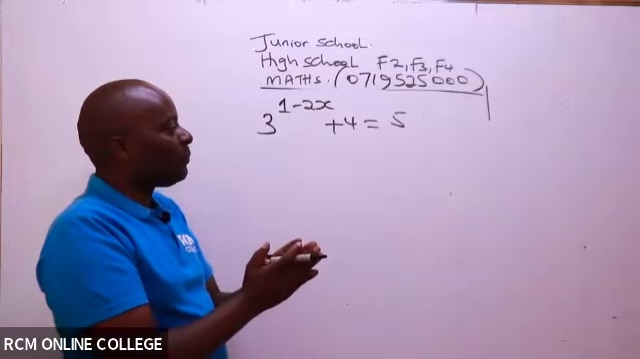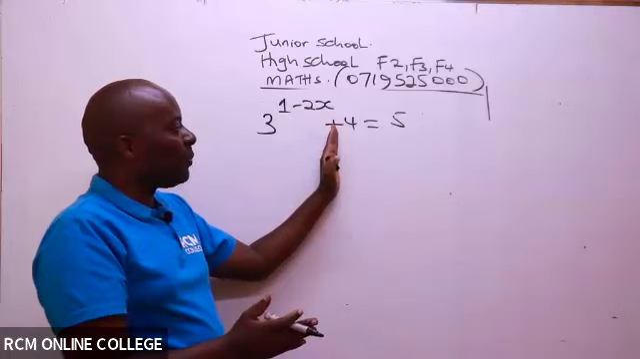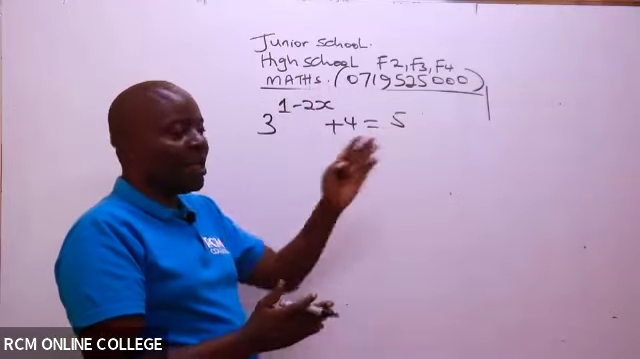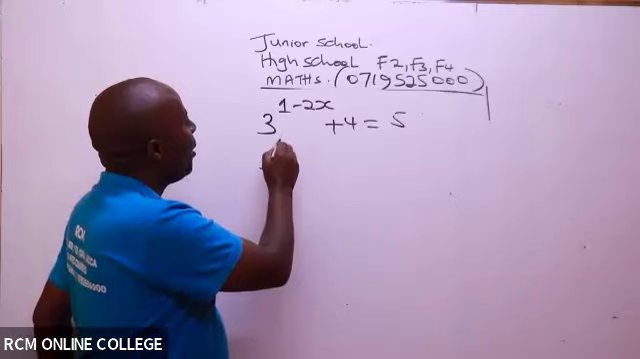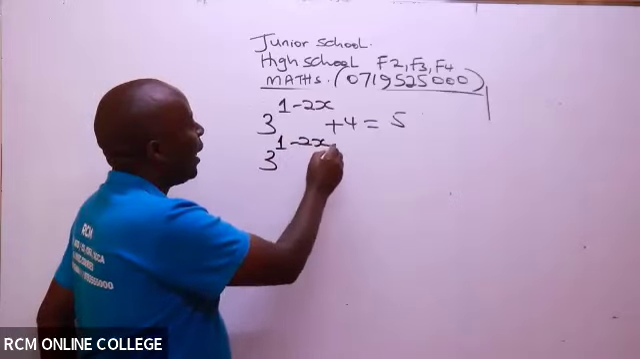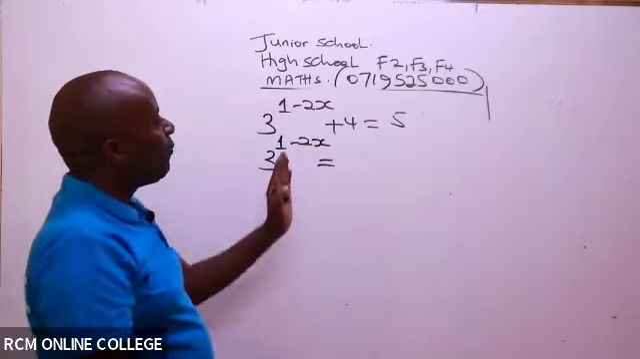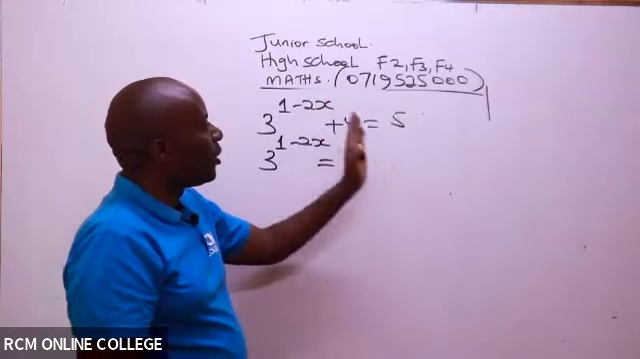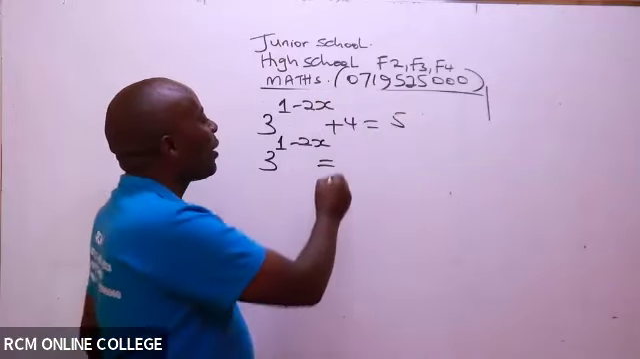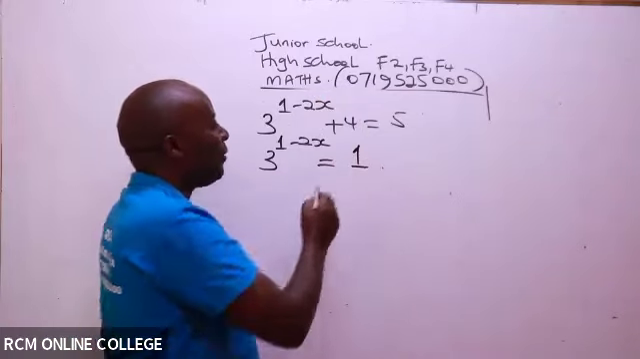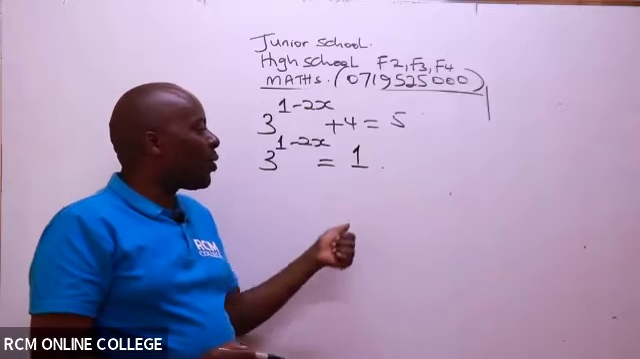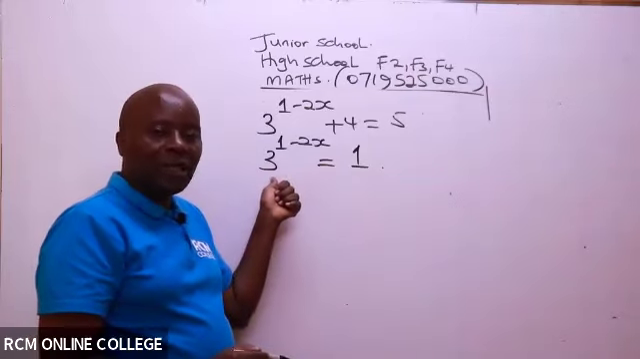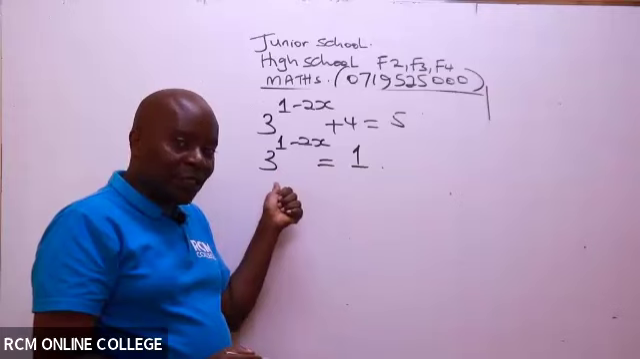Let's put them together. So of course here it's a plus, on the other side it will be a minus. So then this will be 3 raised to 1 minus 2x equals 5 minus 4. So 5 minus 4, that gives me 1. We are very lucky. Why? Because this 1 can be represented on the basis of these 3.